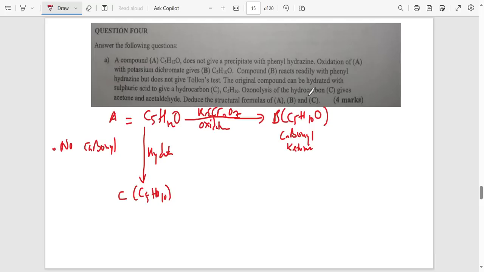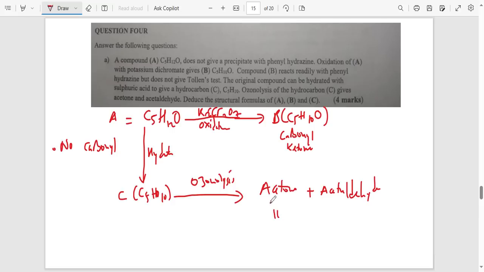And then ozonolysis of the compound that you've been given, C, is going to give acetone and acetaldehyde. So if you break down C by ozonolysis, you get acetone and the acetaldehyde. Now I want to deduce the structure for A, B, and C.